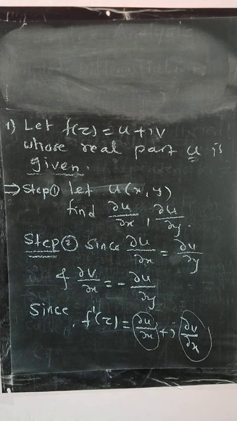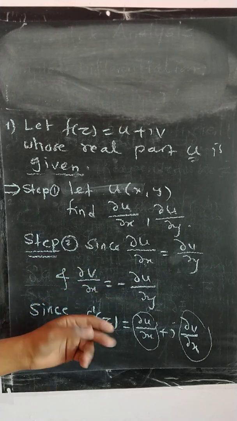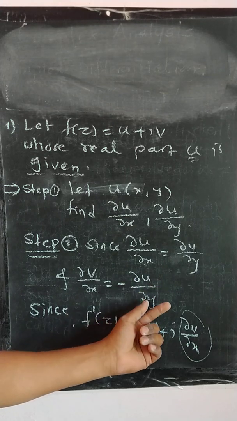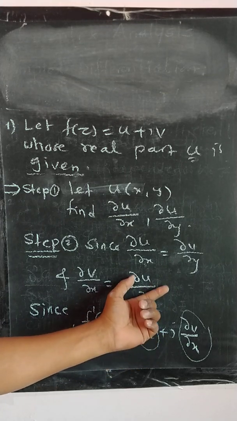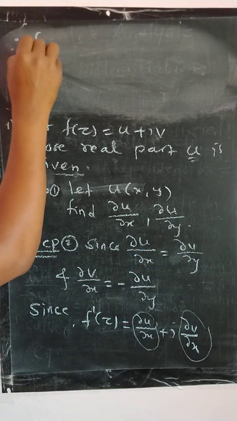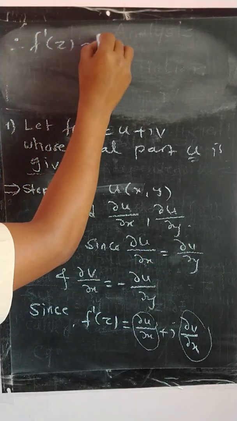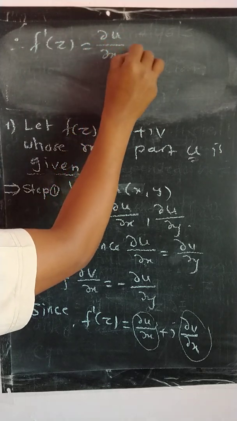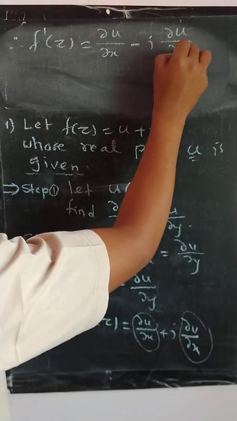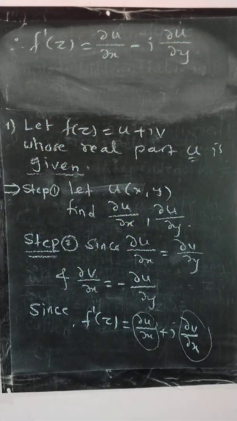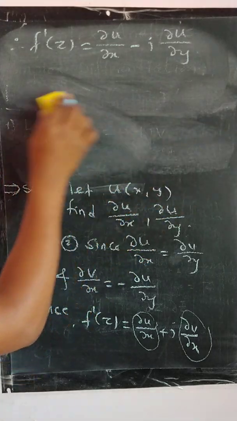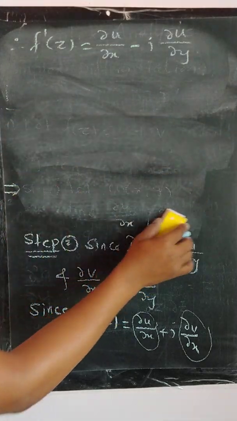But with the help of these CR equations, I can substitute partial derivative of v with respect to x as a minus times partial derivative of u with respect to y, because we have partial derivative of v with respect to y. So therefore f dash of z becomes partial derivative of u with respect to x minus i times partial derivative of u with respect to y. So here this derivative will be in the form of u and its derivative only.